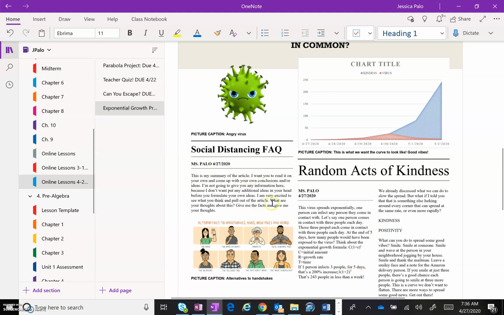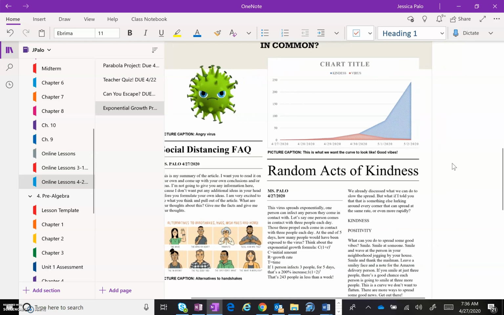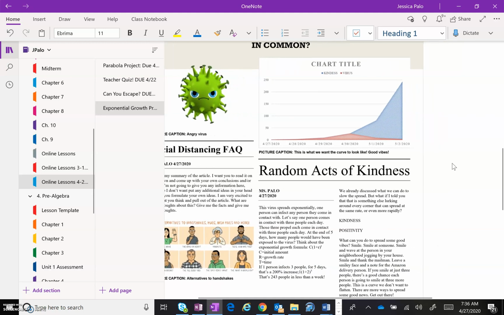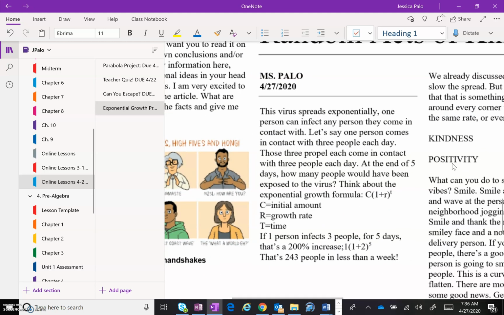So I left that nonsense there. I just found some pictures off of Google. For my random acts of kindness article, first, I explained how the virus spreads. And I did use some exponential growth formula in here, and I re-explained it. So even though this is fictional, the data makes sense.